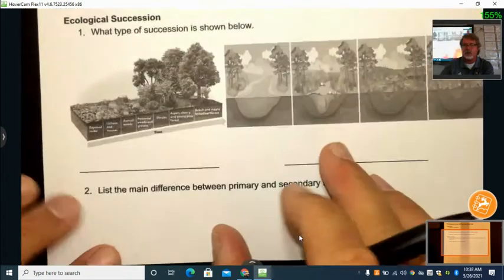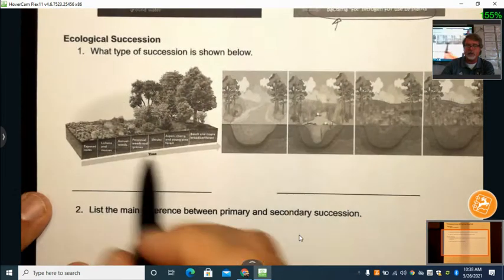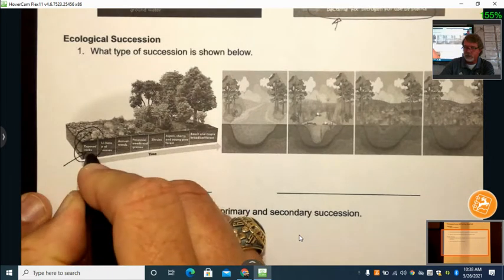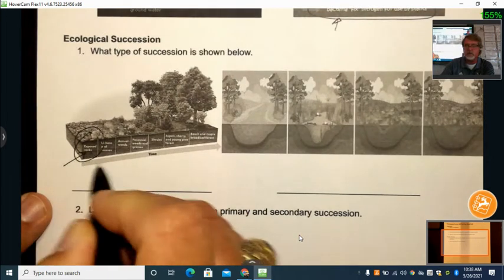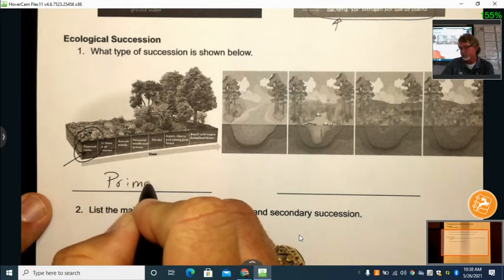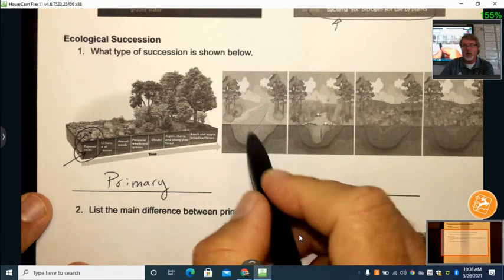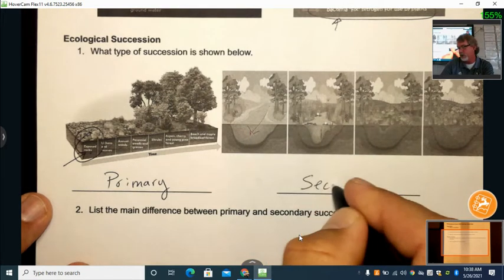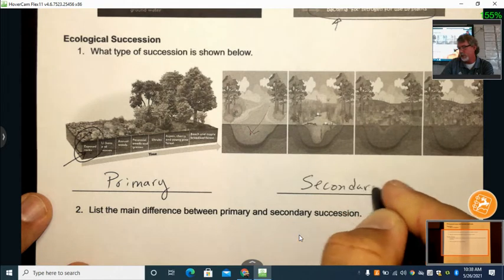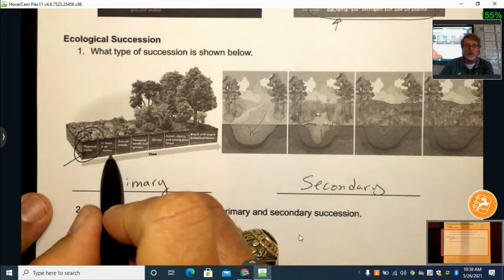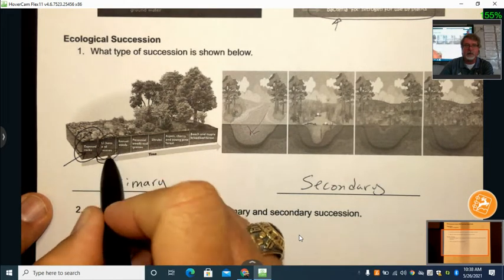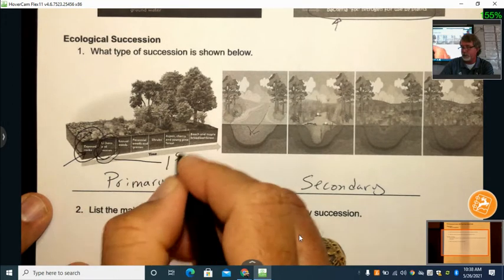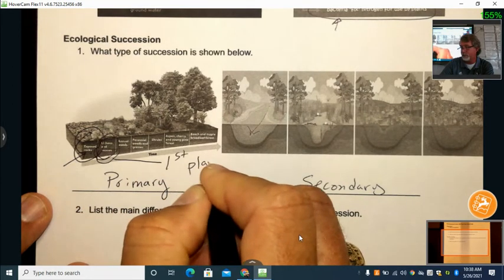What type of succession is shown below? There's two types of succession. This one starts with rock. So as soon as I see the words exposed rock, I know this is primary. This is some type of environmental impact, like a mudslide. That would be secondary. The first plants that come in right here are lichens and moss. So you might make a note, those are the first plants that come in.